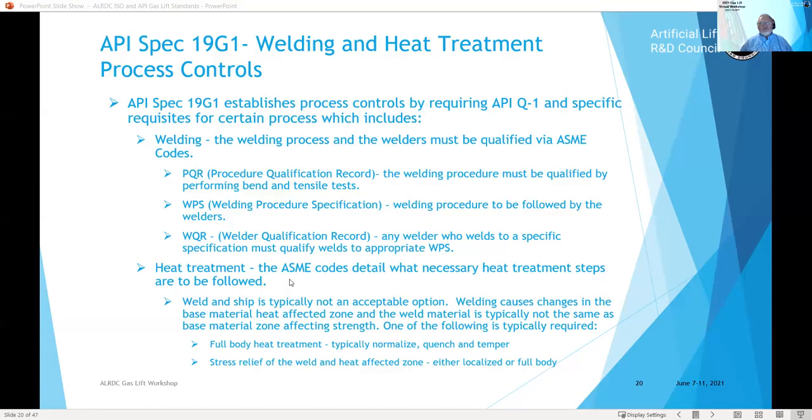So typically, full body heat treatment is a requirement. Once again, it depends on the material that's being welded, so there's a variation here. Either a full body heat treatment, which for 4130 would be a normalize, quench and temper operation, or for other materials, a stress relief of the weld and heat affected zone, either by localized or full body stress relief. So whatever the particular heat treat requirement is, that becomes an element of the fabrication process of that particular product.